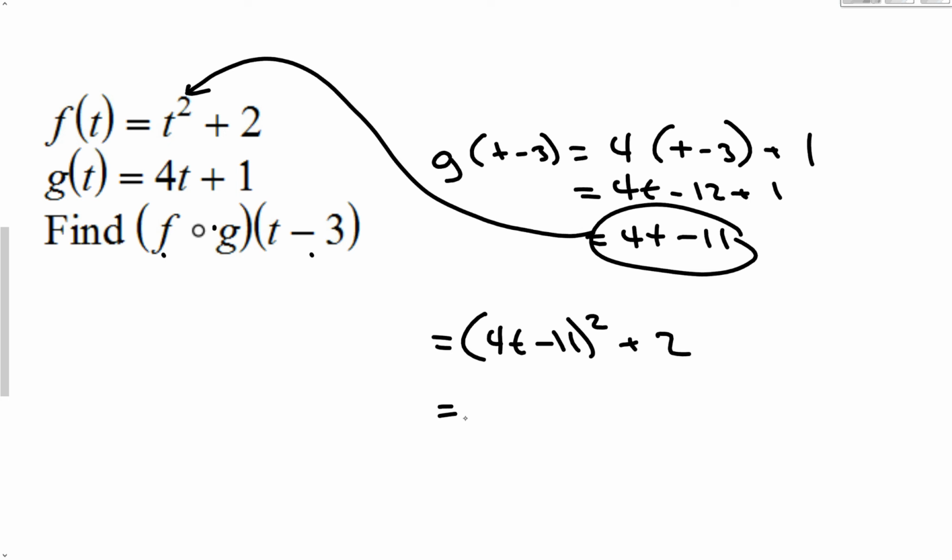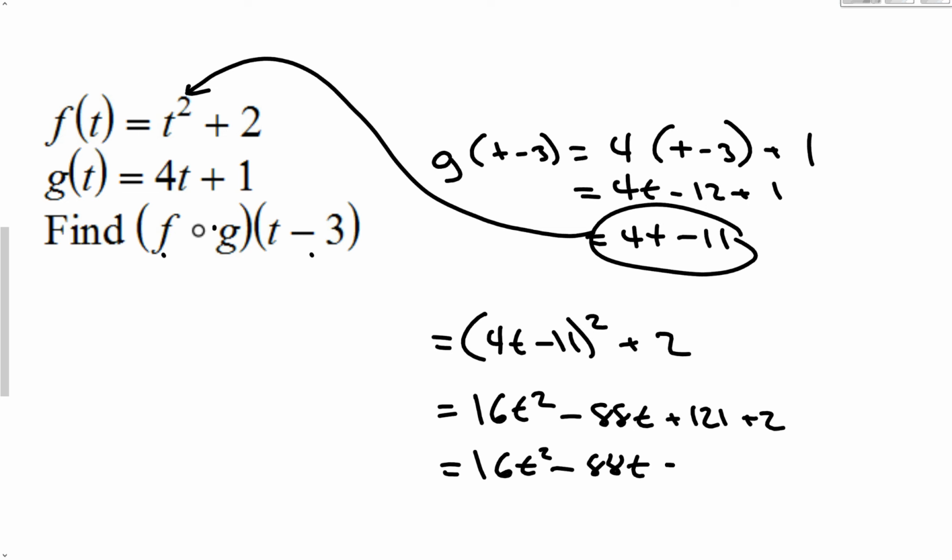which is going to be 16t squared minus 88t plus 121 plus 2 to give me my final function of t. Okay. And before we do our last topic, let's try one more function.